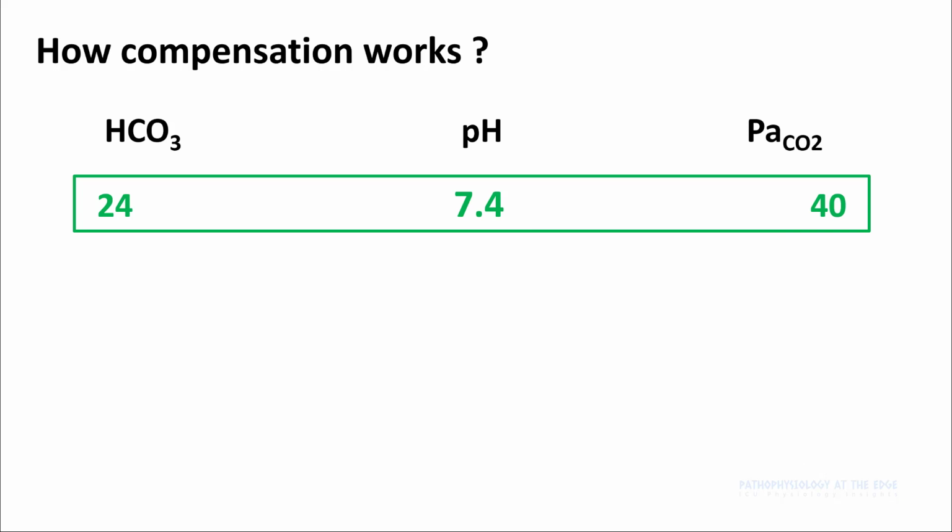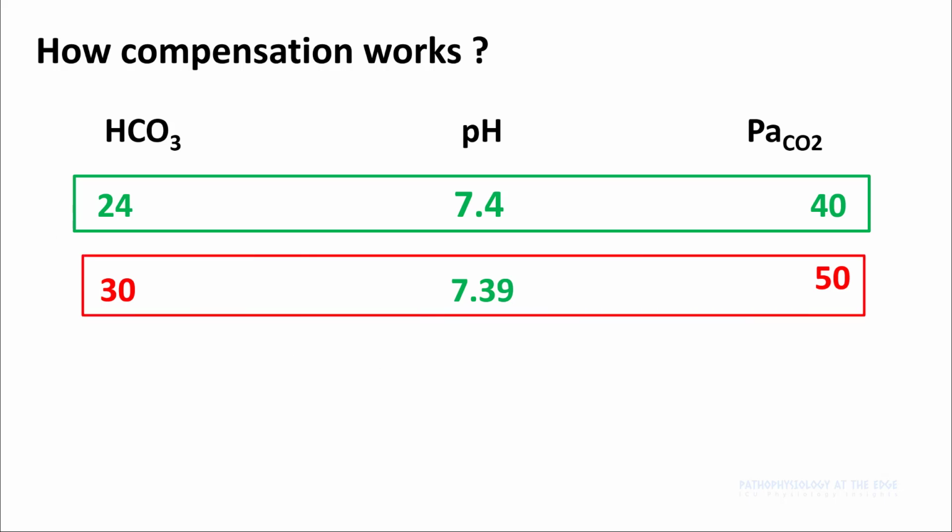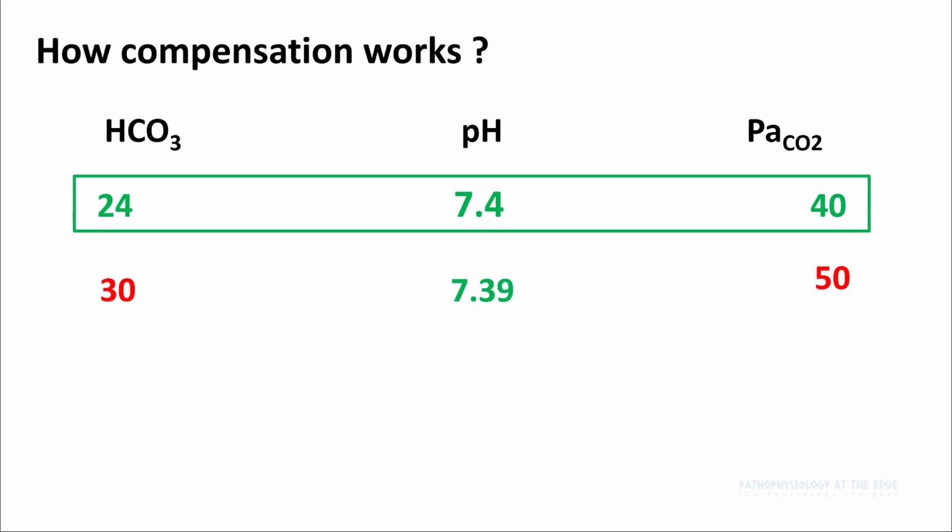Before that, understand how compensation works. For example, if you start retaining carbon dioxide, say your PaCO2 goes from 40 to 50, your pH will drop to 7.3, but your body would like to correct this pH and you will use metabolic means to achieve that. Your kidneys are going to reabsorb more bicarb and you will bring your pH back to near 7.4. One of the things that we understood in the previous lecture is you can never overcompensate. So this will be your new ABG in a patient who is retaining a PaCO2 of 50.